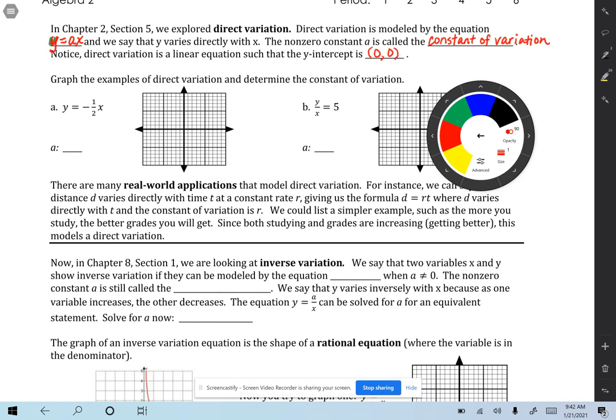Graph the examples of direct variation and determine the constant of variation. First, we can go ahead and determine the constant. So the constant is the value right in front of x. So in this case, the constant of variation, a, is negative 1/2. And remember, that means go down 1, right 2 to help you graph. Always start at (0, 0), because that's your y-intercept. So go down 1, 2 to the right, down 1, 2 to the right, and so on. And then from the opposite side, you can go up 2 and 2 to the left.